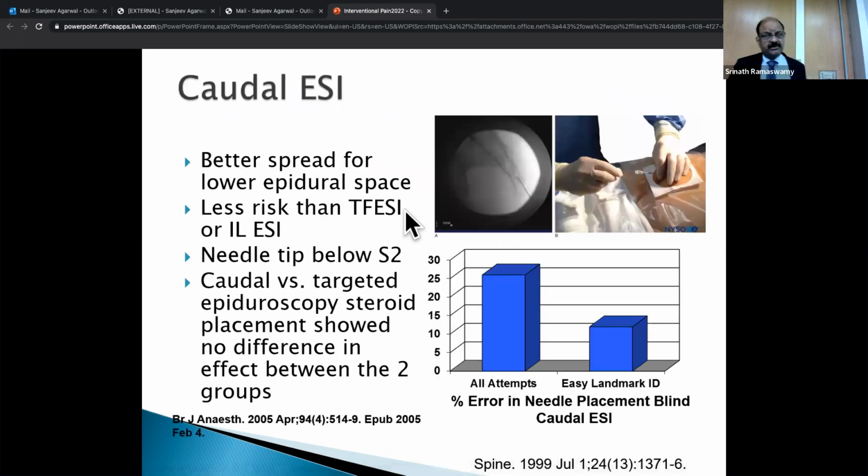Caudal epidural, most of the time, is a simpler approach. It may be a little safer than the interlaminar approach, but most of the time it is done in post-surgical patients. There is a lot of scarring in the lower lumbar spine, and it is not practically possible to go through the scar tissue.